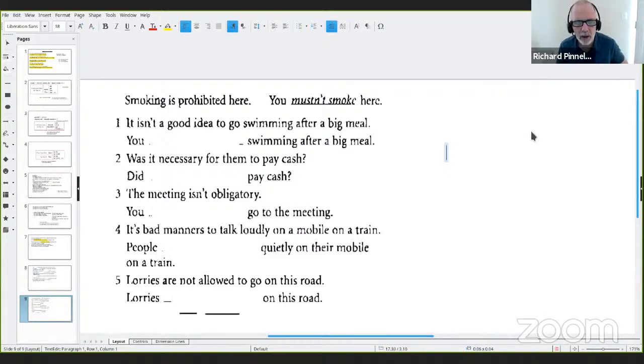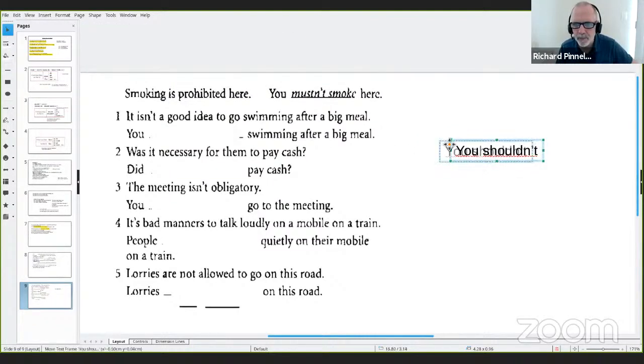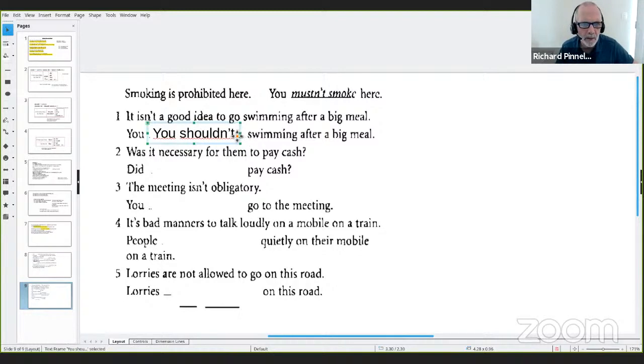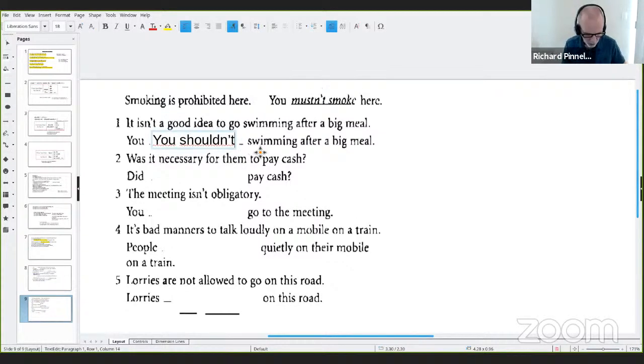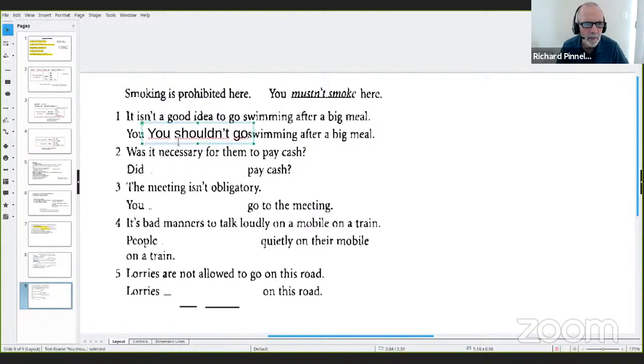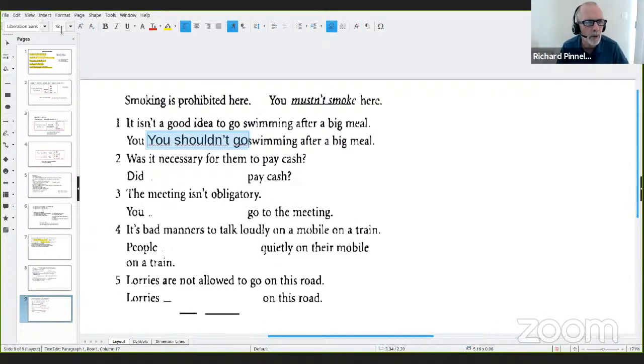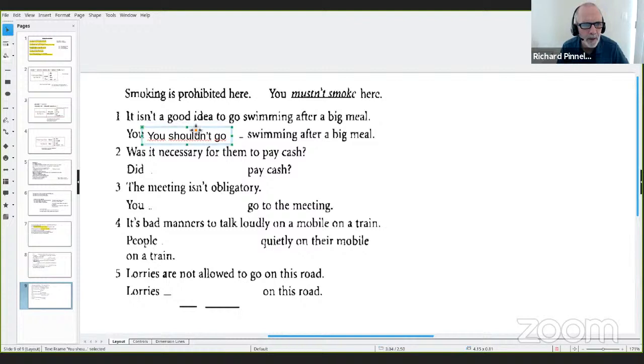But Diana has the correct answer. You shouldn't. Yeah, I actually need to put here, you shouldn't go. You shouldn't go swimming after a big meal. Let's make that a bit smaller. You shouldn't go swimming. It's a recommendation.